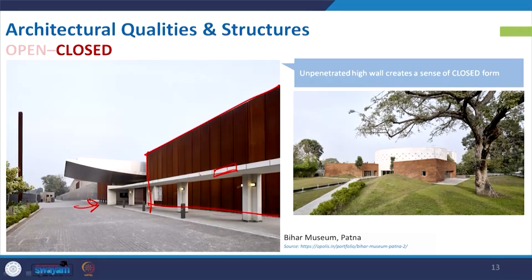So, it is creating a very contrasting architecture, but overall if you see the quality category, it is again a closed form, although they have a very nice environment inside, but from outside it is looking very closed. So, for museum, the previous one from Spain and this example from India, Patna.